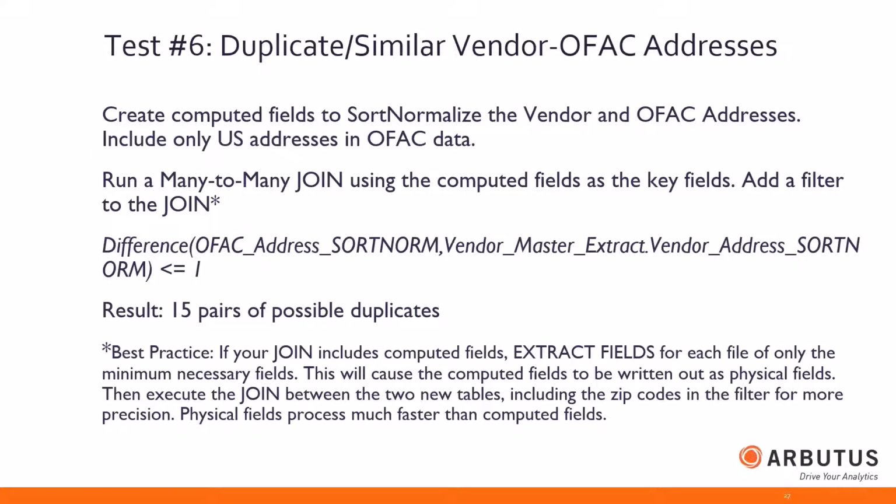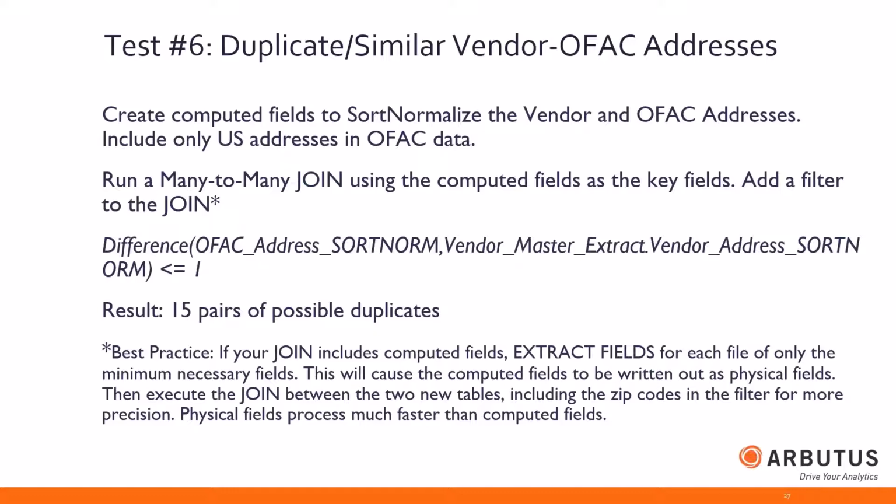So far, we've been looking at duplicates in one file. What happens if you want to compare duplicates across 2 different files? In this case, we'll look at how we compare the vendor address to the addresses on the OFAC address list. The first step is to create computed fields to sort normalize the vendor and the OFAC addresses. We'll also make sure that our US addresses are only included in the OFAC data. Having a smaller file against which to run a test makes it more efficient.